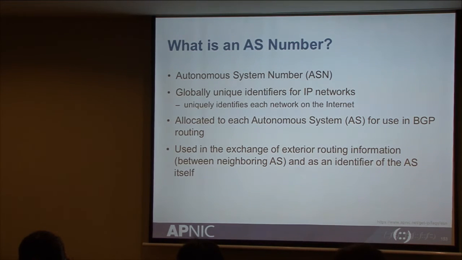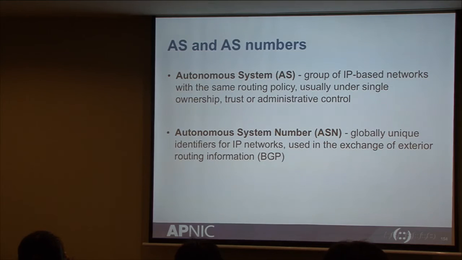So for one network, I want to use this number, and the other network uses another number. If you want to present your routing information via BGP, you need to use your AS number. And this AS number on the internet will be the public AS number. So here is the definition of the AS and AS number.